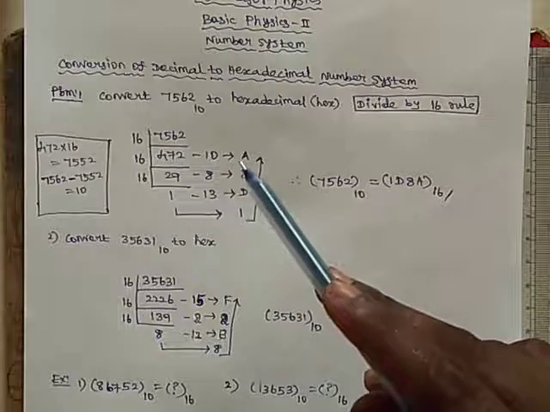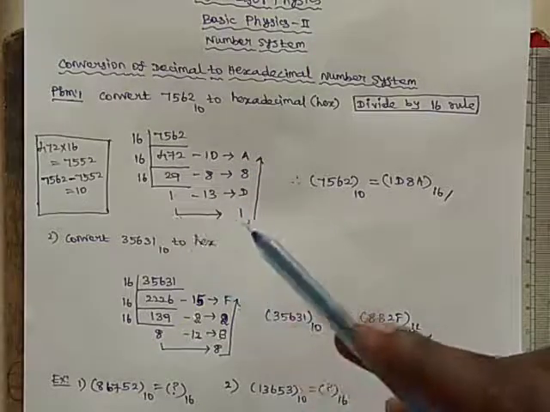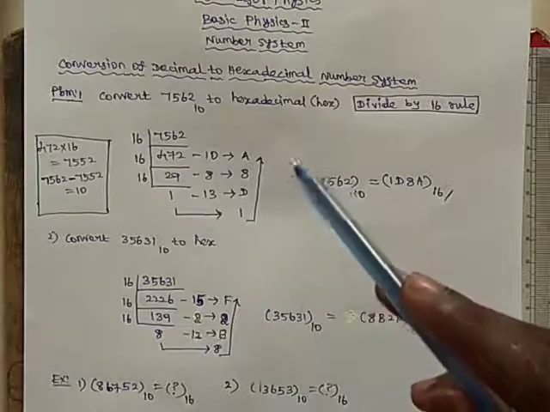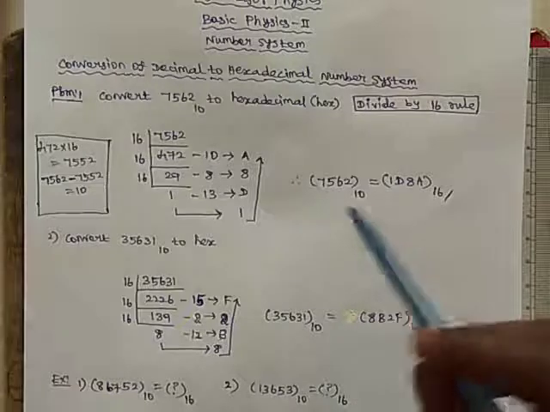So 10 corresponds to A, 8 corresponds to 8, we know that. 13 corresponds to D, and here the 1. So you have to write from bottom to top. So 1, D, 8, A, this is the result.